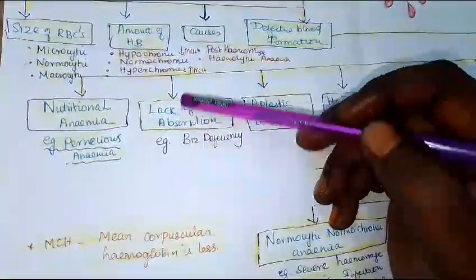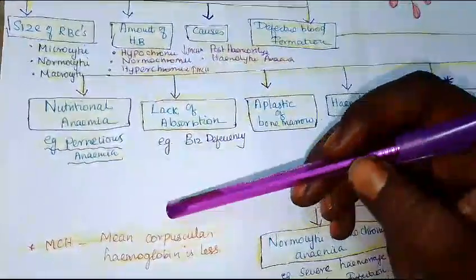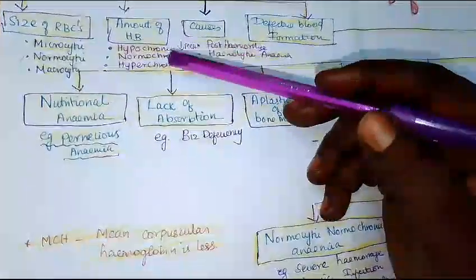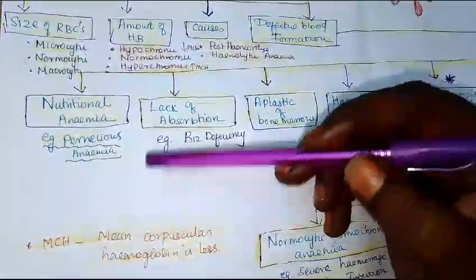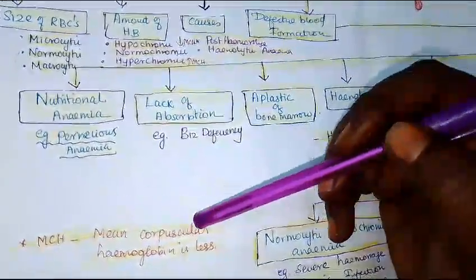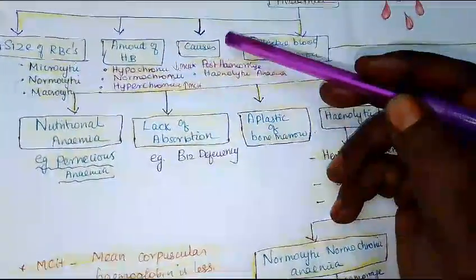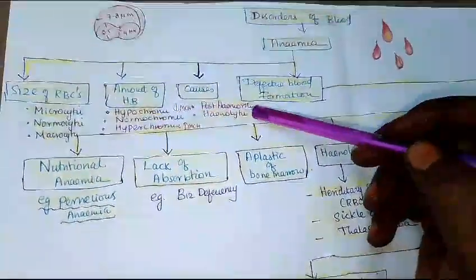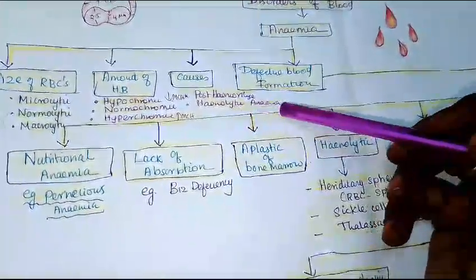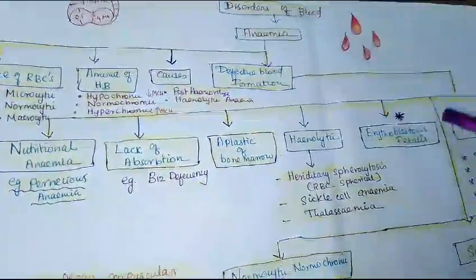What is this? MCH. It is determined by the MCH, the mean corpuscular hemoglobin. When it is less, it is called hypochromic. When it is normal, it is normochromic, and when the mean corpuscular hemoglobin is more, it is hyperchromic. Anemia can also be due to causes like excessive bleeding, post hemorrhage, accident, or hemolytic anemia, hemolysis. Okay, so that is one.